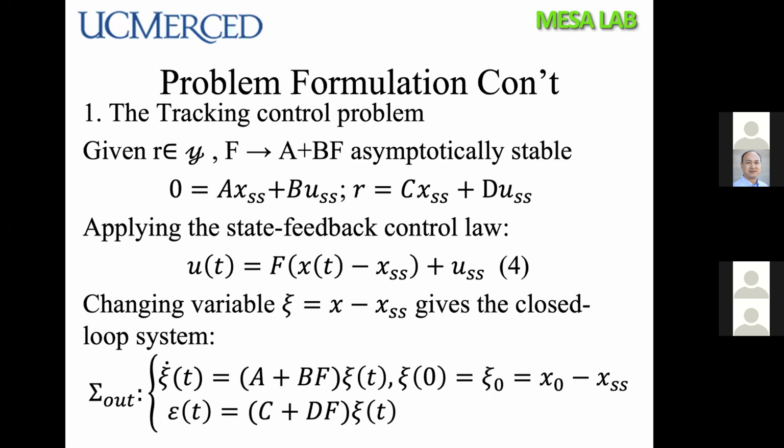Now, applying the state feedback control law, we have u(t) equals F(x(t) minus x_ss) plus u_ss. Using the change of variable, we define x tilde equals x minus x_ss, which gives the closed loop system like this. Since A plus BF is asymptotically stable, x tilde converges to 0, and y converges to r as t goes to infinity.